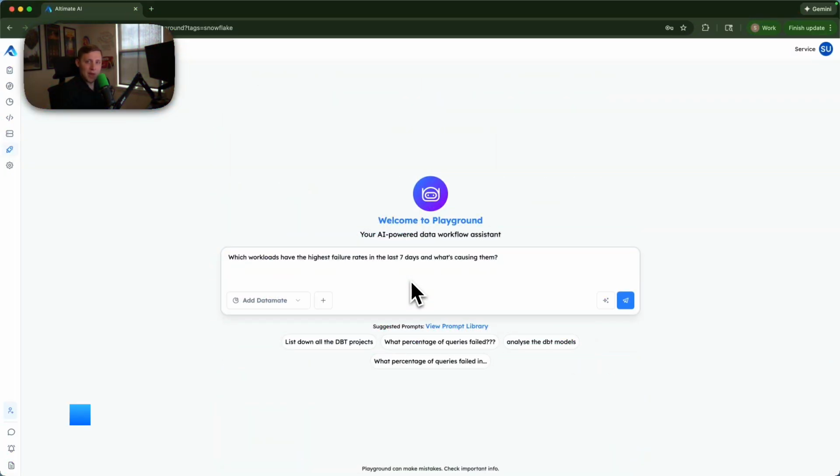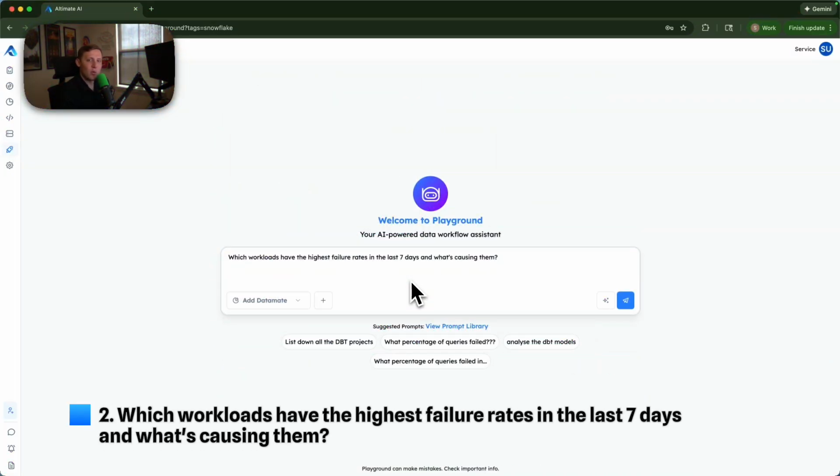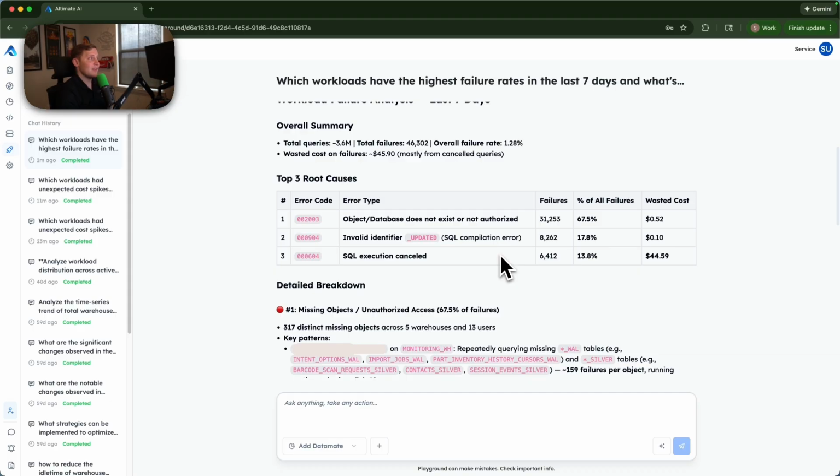Opportunity 2, stop paying for queries that produce nothing. Failed queries are pure waste. You're paying for compute that fails halfway through and delivers zero value for your business. Let's see what the AI finds. So the AI is done with its analysis, and let's take a look and see what it found. So you can see that we have 3.6 million total queries, 46,300 total failures, with an overall failure rate of 1.28%.